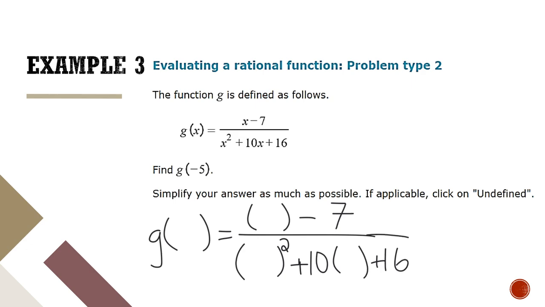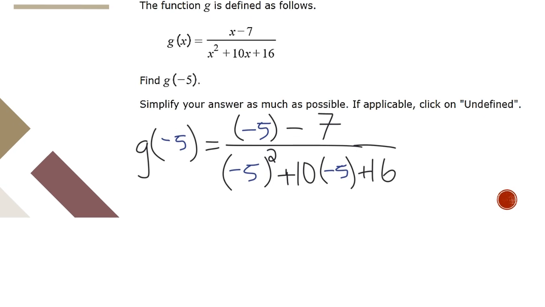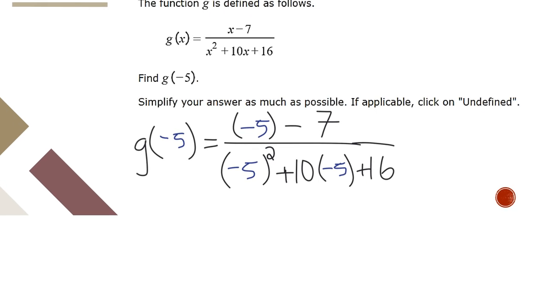And we just substitute in that -5 for all of these. And if you did not use those parentheses right here, this would in fact be wrong, because it would do 5 squared before it would subtract. So I'm going to move this up, and you can evaluate this very nicely. So -5 minus 7 ends up being -12. The bottom ends up being +25 minus 50 and plus 16.